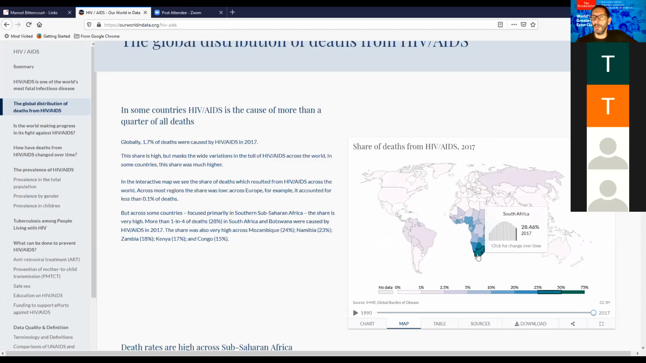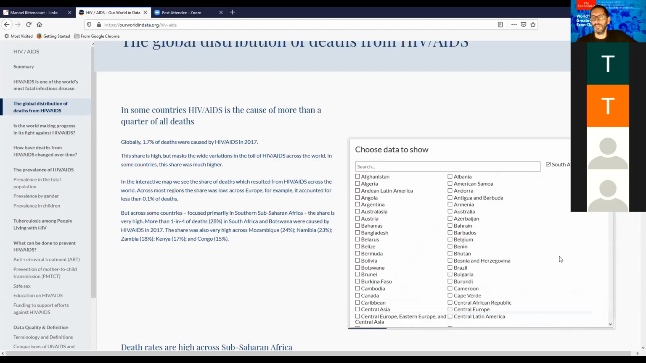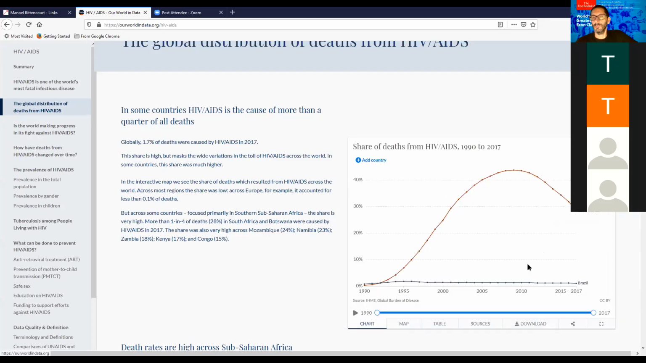Okay, but given that we are in South Africa, let me put this here. We can just click there and we see the data, and you can add countries. I don't know, let's put Brazil there. And you can see how South Africa compares in terms of deaths because of HIV/AIDS with Brazil, right? Which is another developing country, another very unequal developing country, okay? And you can share this map.